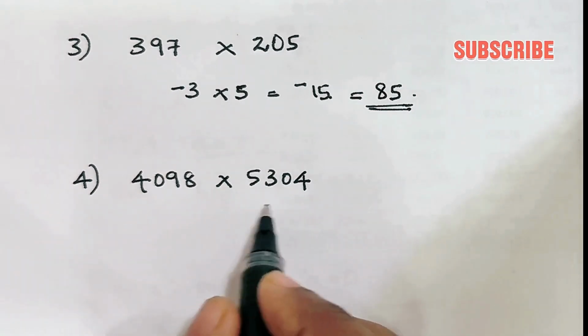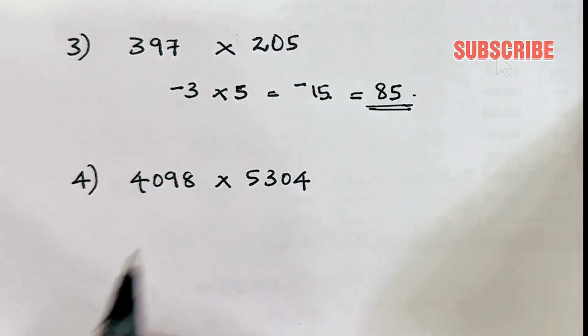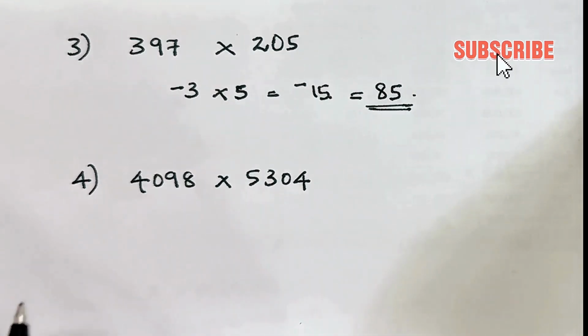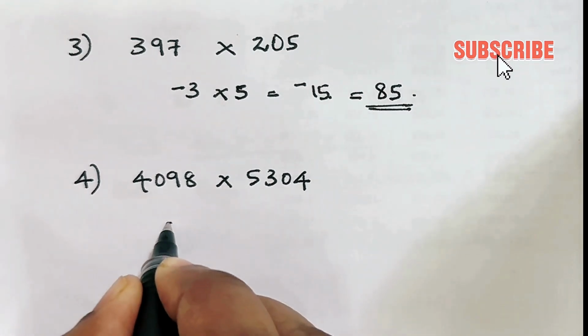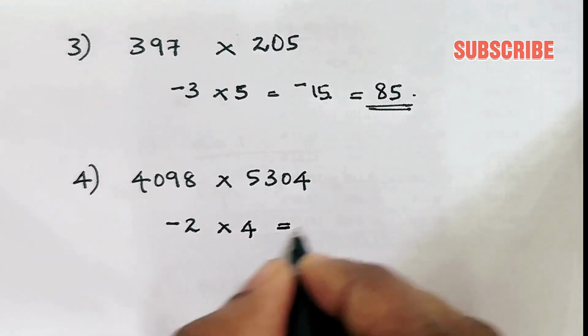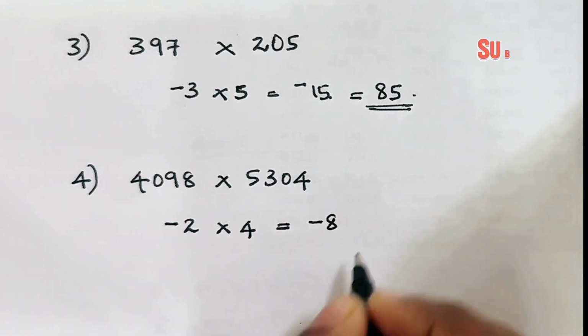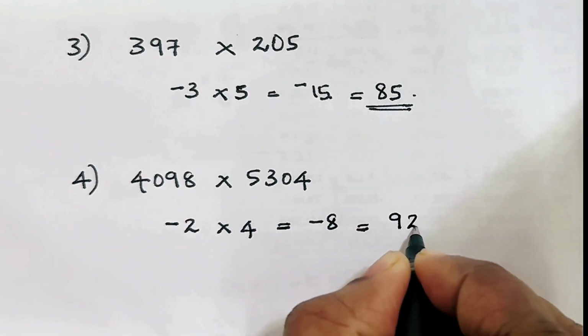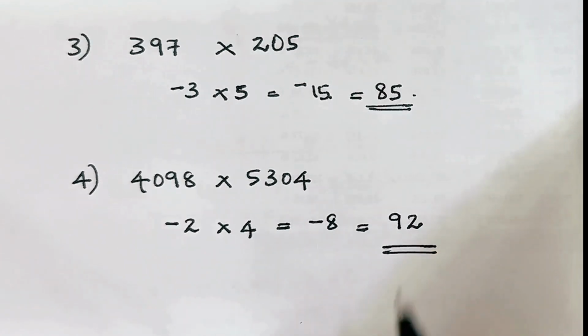Fourth question, 4098 multiplied by 5304. When we divide 4098 by 100, we get the remainder as negative 2, multiplied by, here the remainder is 4. So negative 2 multiplied by 4. 2 into 4 is 8, so it is negative 8. That's equal to negative 8 plus 100 equals 92. Therefore, 92 will be the last two digits of the given multiplication problem.